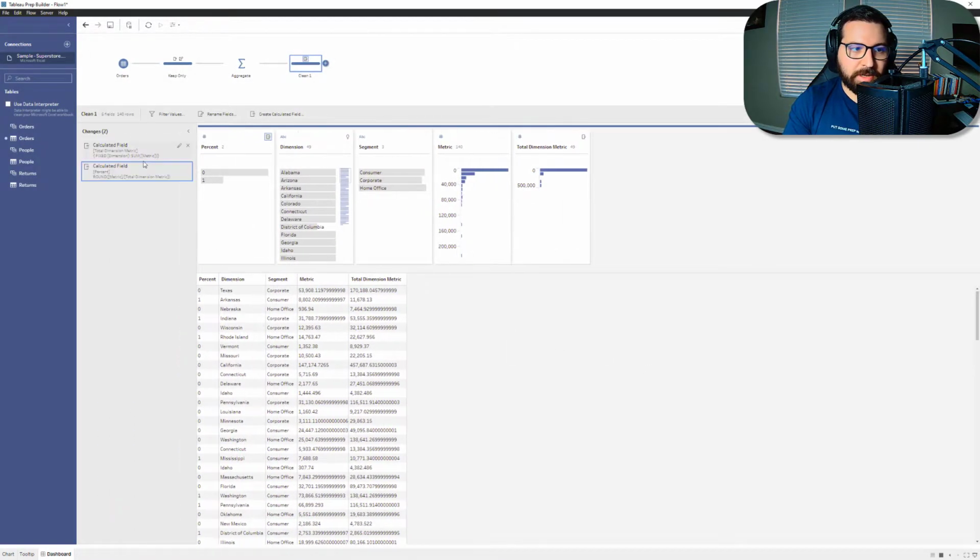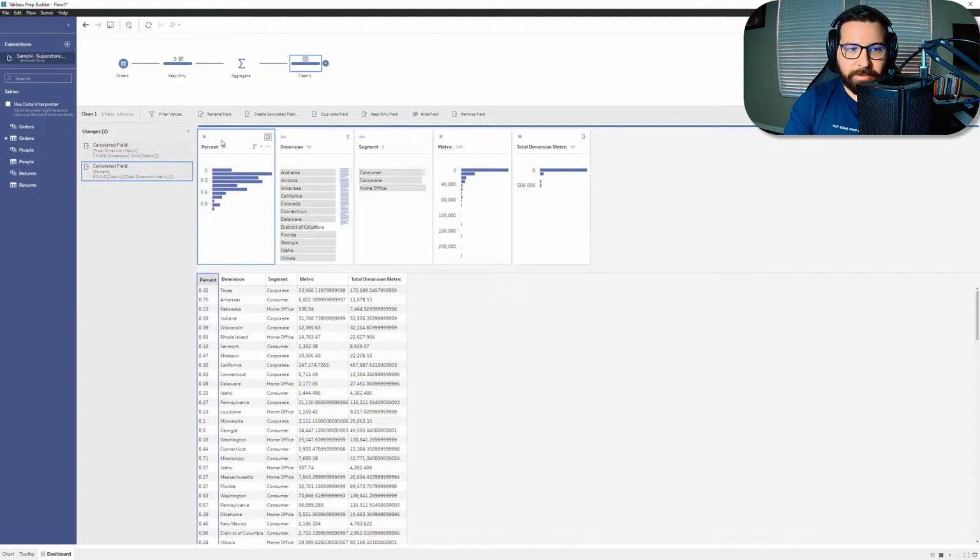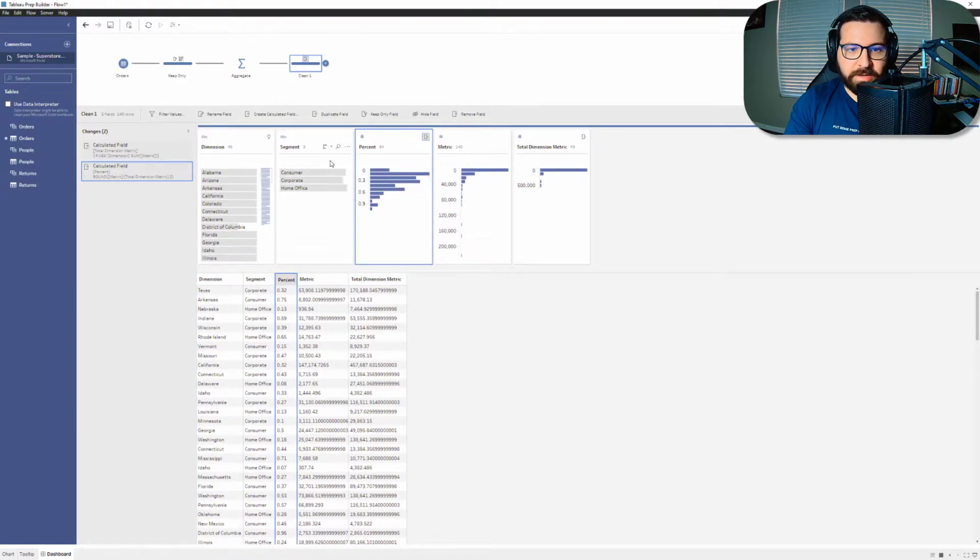And that's not what I wanted to do. I forgot to add my decimal places. 2, round to 2 decimal places. There we go. So that is now my percent of total, and I can get of these 2 fields.